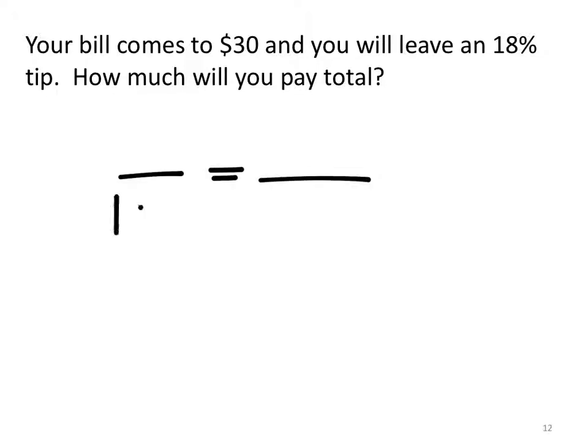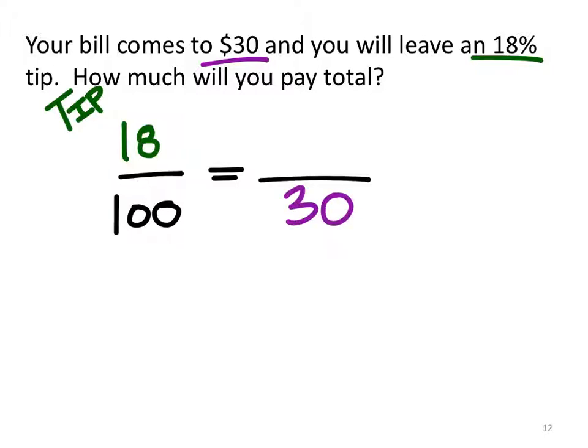Now again, this one is only going to tell us the amount of the tip because it told us that we're going to leave the 18%. So this is only for the tip. Now the bill came to $30. Now that would have been all of the bill. The 18% is only part of the bill. So we know that the 30 will be the whole value in this case. And the part will be the tip as well.